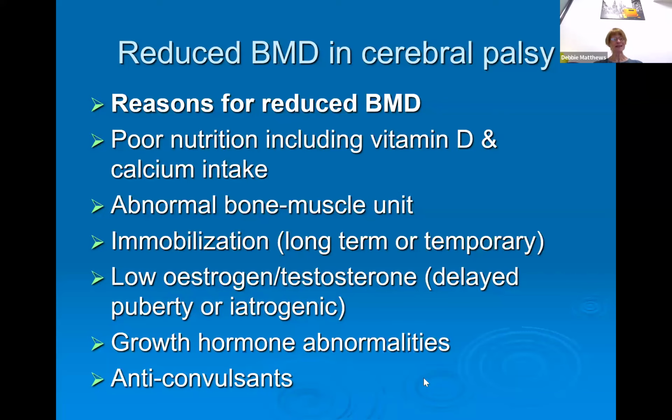Low estrogen and testosterone, perhaps because of delayed puberty or iatrogenic, because it has been thought that really this young person isn't going to be best helped by going through puberty, and also growth hormone abnormalities, which we've already mentioned. Many of these young people will have epilepsy and be on anticonvulsants, which will also affect vitamin D absorption and contribute to reduced bone mineral density.